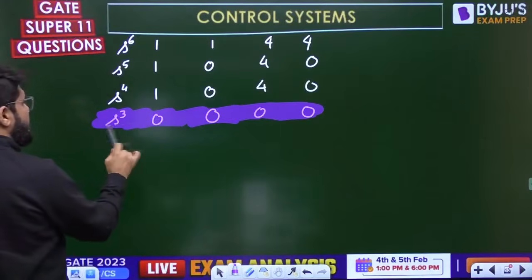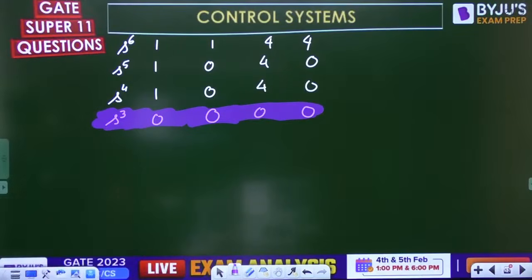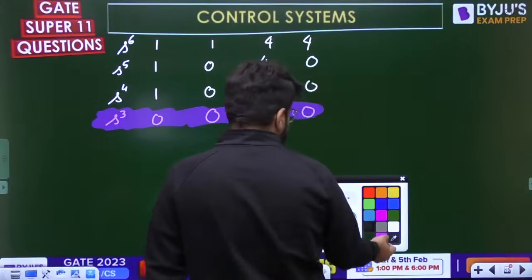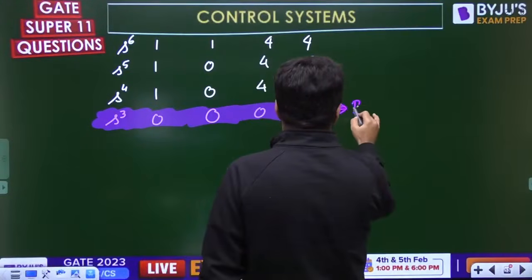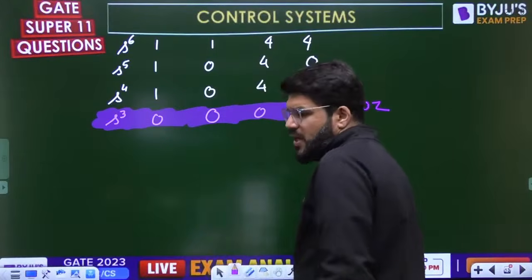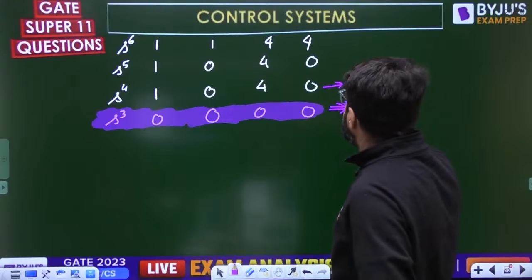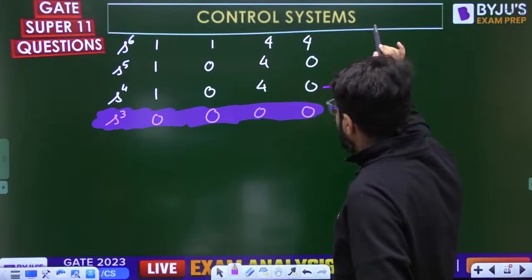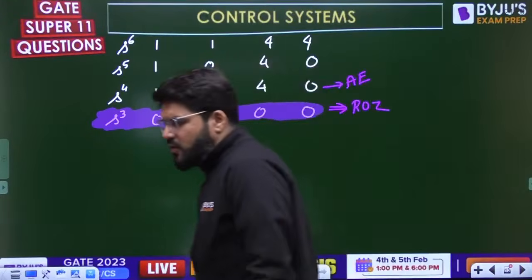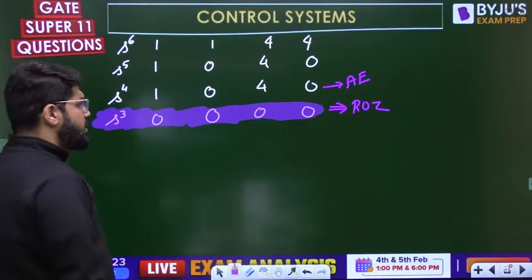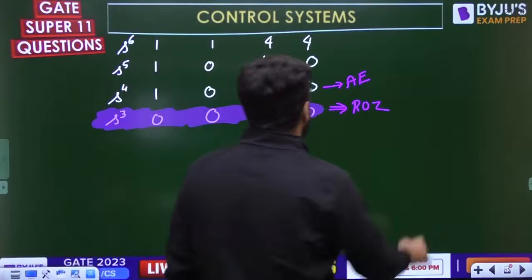What is that you are getting here? You are clearly getting a row of zeros, right? So this is taking you towards the row of 0, and whenever there is the row of 0, we solve for the auxiliary equation. Correct? Whenever there is the row of 0, we will take the auxiliary equation. So what is the auxiliary equation?